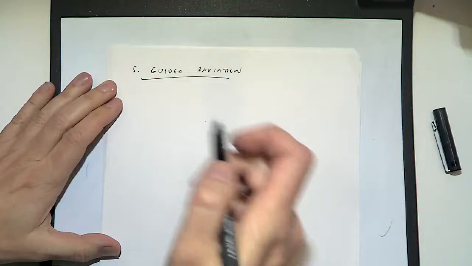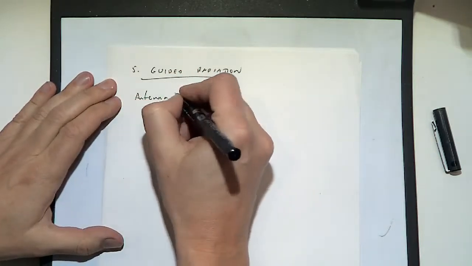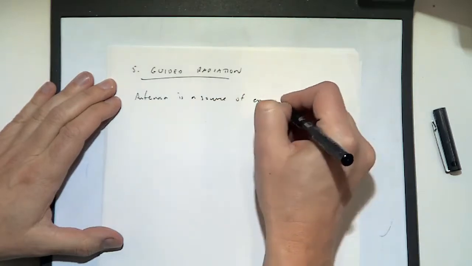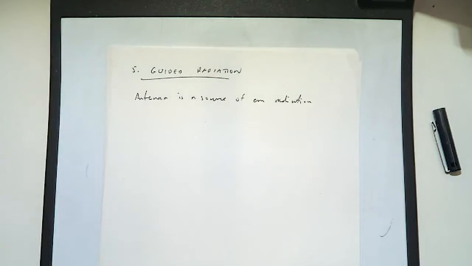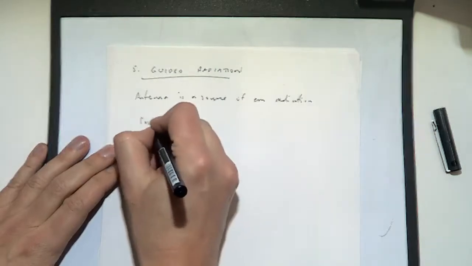So we're going to talk today about guided radiation, which is extremely important both scientifically and technically. Now, remember what we said all the way back in section 2. We said an antenna is a source of electromagnetic radiation. And of course, we often use this radiation in a variety of contexts. And to begin with, we have this kind of quaint idea that we have a source, A, emitting radiation.